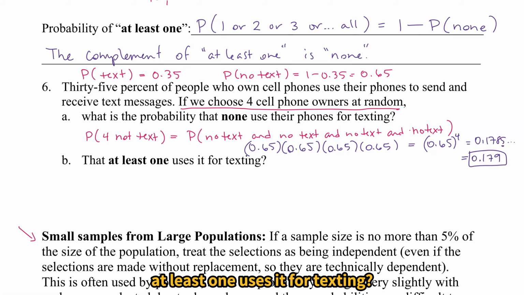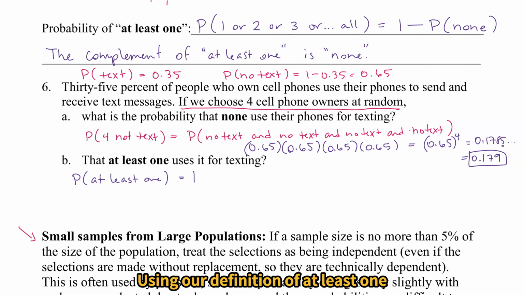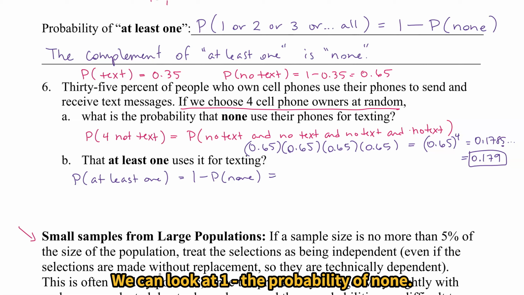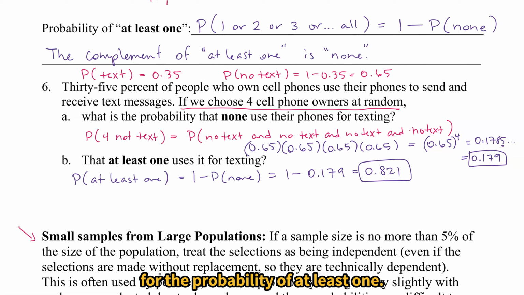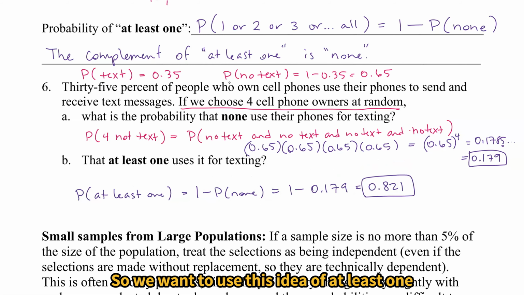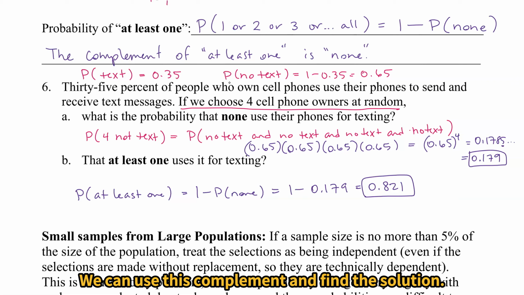Now what's the probability at least 1 uses it for texting? We could look at at least 1 out of the 4. Using our definition of at least 1, or this idea of complements, we could look at 1 minus the probability of none. The probability of none for the 4, we just calculated, 0.179. And so we get 0.821 for the probability of at least 1. So we want to use this idea of at least 1 if we already know, or if it's easy to calculate, the probability of none. We can use this complement and find the solution.